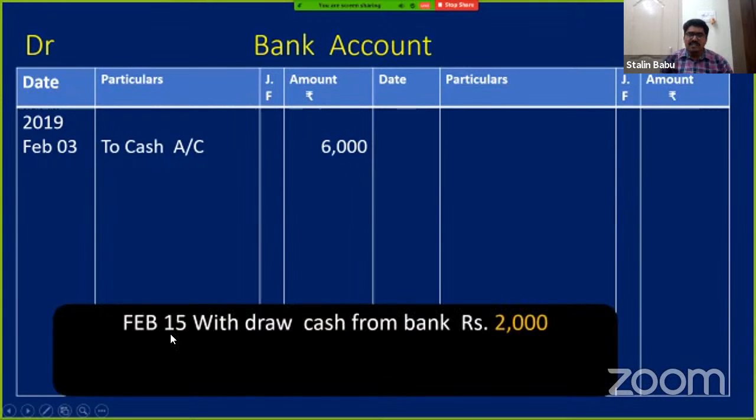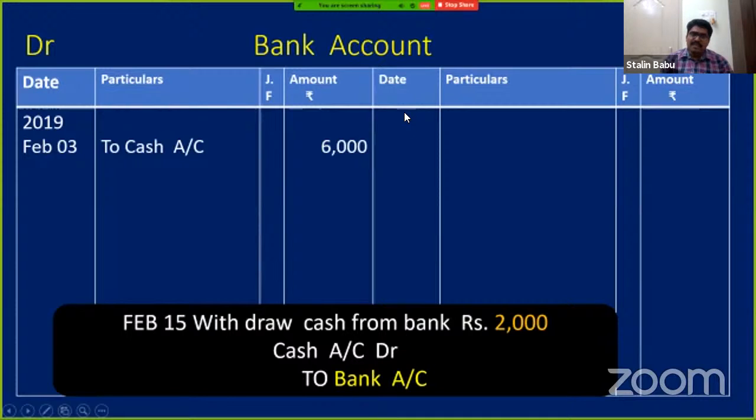On February 15, withdrew cash from the bank 2,000. So cash is coming into the business. The entry is cash account debit to bank account. So in this journal entry, the bank account is credited. If the bank account is debited, we post on the debit side. If the bank account is credited, we have to post on the credit side.